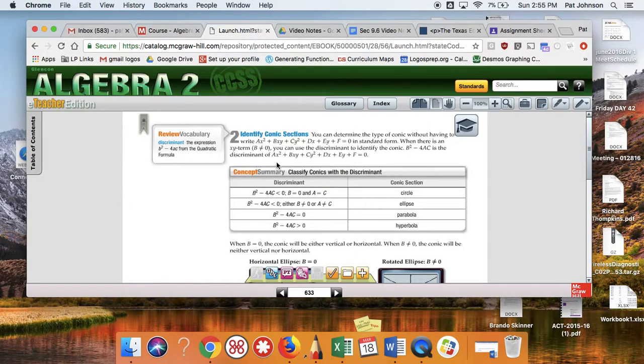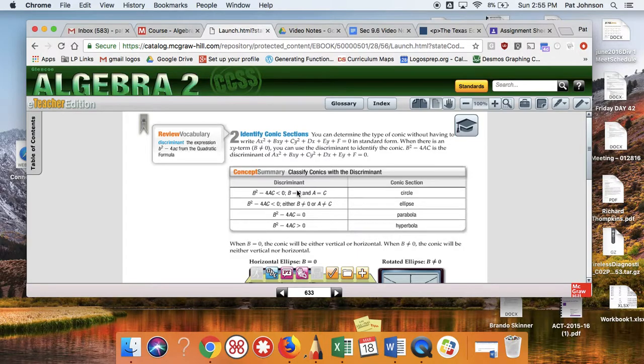All right, so we still have to make sure it's in the right form. When we do the discriminant, b squared minus 4ac, let's start down here. When it's greater than 0, meaning it's positive, it's going to be a hyperbola. When it's equal to 0, it's a parabola. When it's less than 0, or negative, it can either be a circle or an ellipse.